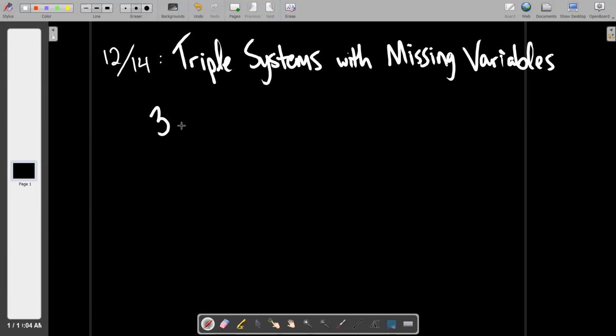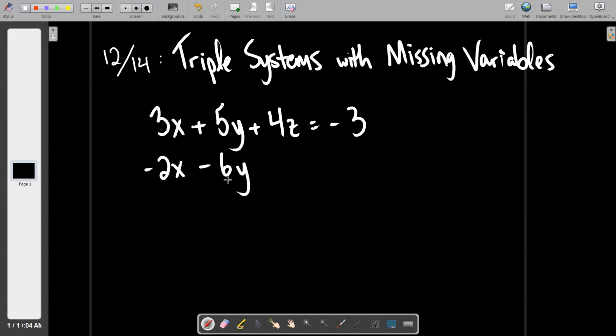So we're going to do 3x plus 5y plus 4z equals -3. And then our second equation is going to be -2x minus 6y plus 3z equals -6. And then our last row is 4x plus 7y equals -3.